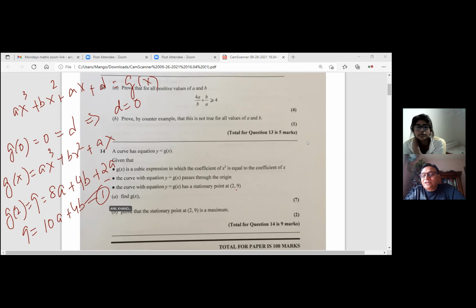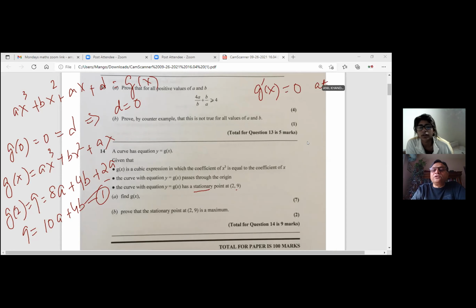Now, do you remember what is a stationary point? That is the part of calculus which has been introduced here, right? Yes. So when you differentiate, you have a stationary point when the derivative is 0. So g prime x, the derivative of g, is 0 at a stationary point, right? At the point which is given to us, which is (2, 9). This is what they're trying to say.